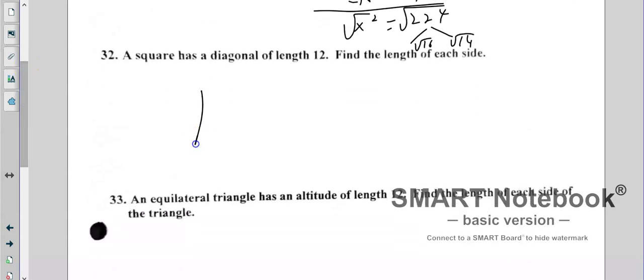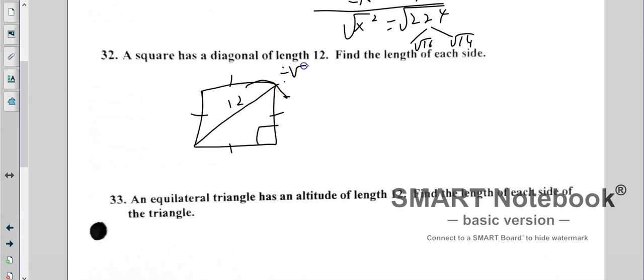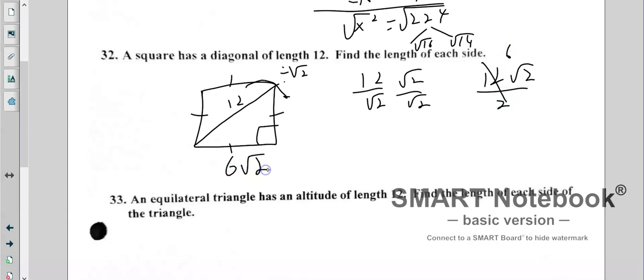A square with a diagonal of 12. Find the length of each side. Well, if it's a square, that means it's a 45, 45, 90. If we're going from the hypotenuse to this side, we divide by radical 2. We must rationalize that, which simply gives us 12 radical 2 over 2. That simplifies. So each of the sides is 6 radical 2, and we leave it like that.